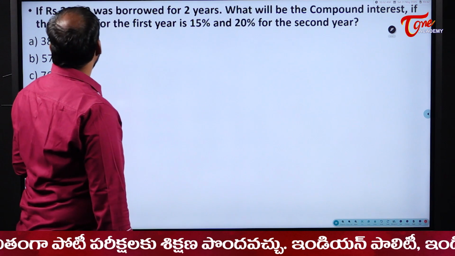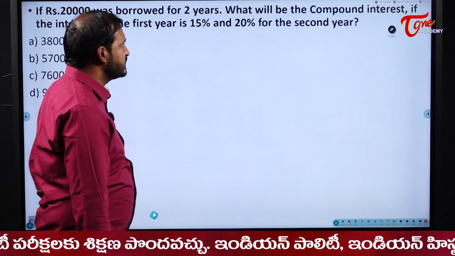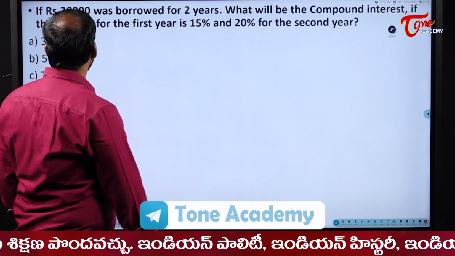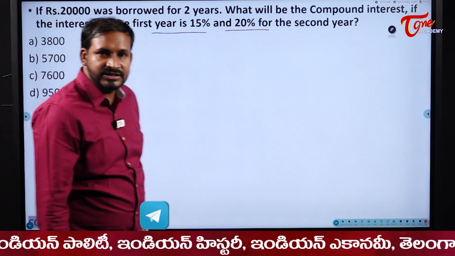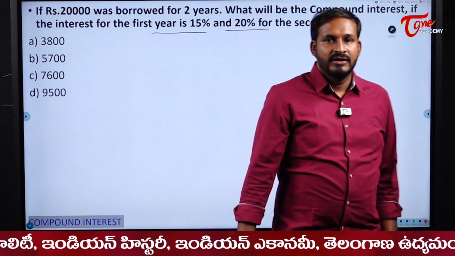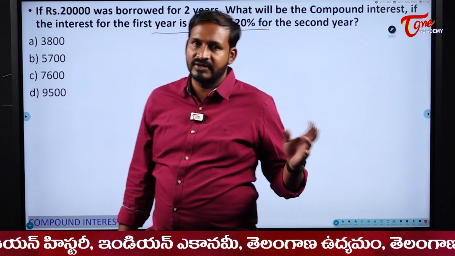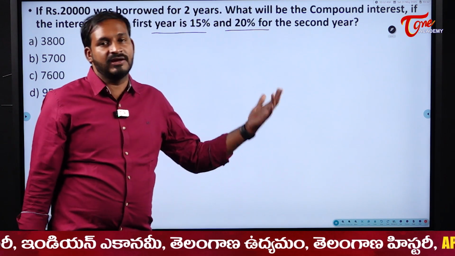Now, see here. If 20,000 was borrowed for 2 years, what will be the compound interest if the interest for the first year is 15% and the next year is 20%? See here students, it is different, right? If it is the same for both years, we will directly substitute. If it is different, we have another formula.